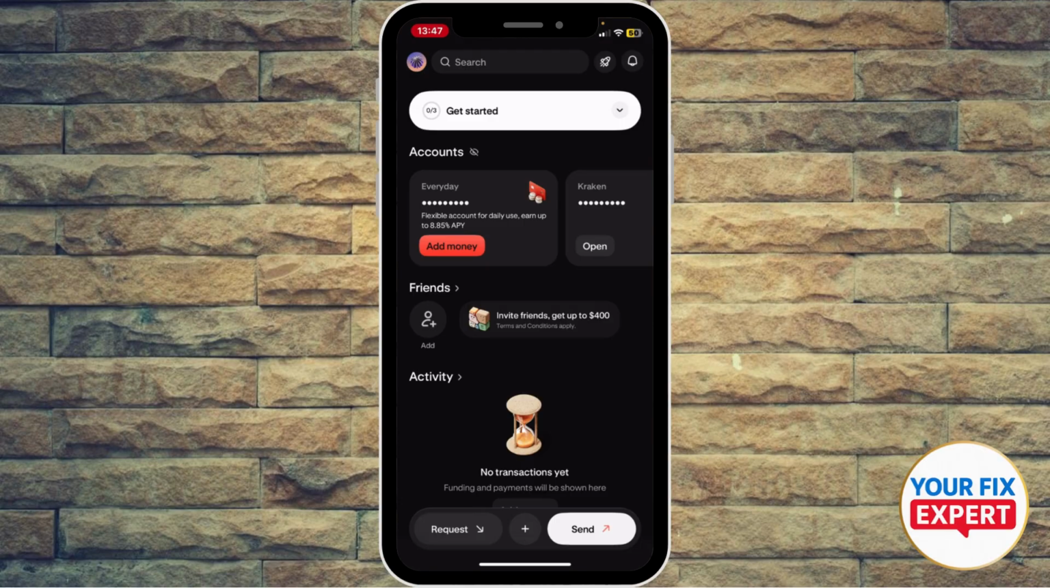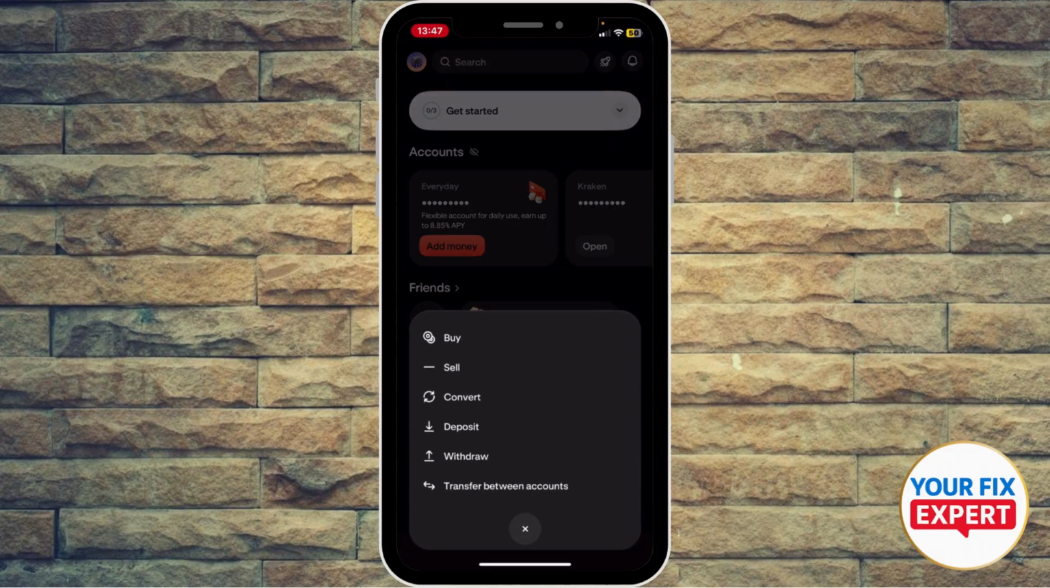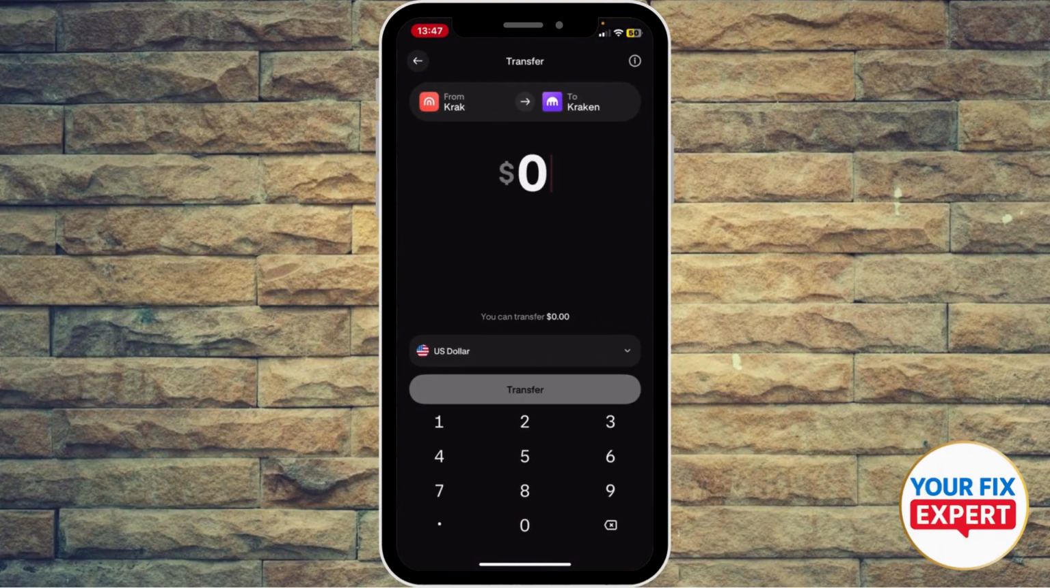So, given the fact that Krak is from Kraken, or developed by the Kraken ecosystem, you can easily transfer money or crypto between those two platforms, right? So hit the plus button at the bottom middle. Inside, you're gonna just hit the last option, transfer between accounts. And you can see from Krak to Kraken.